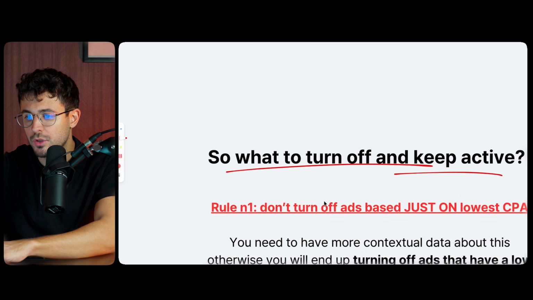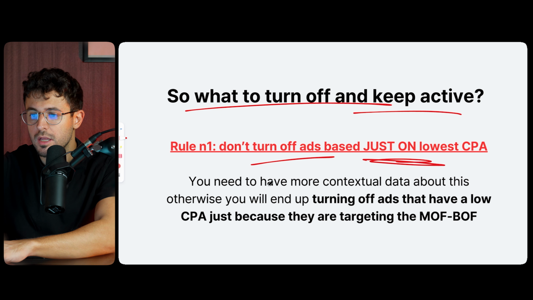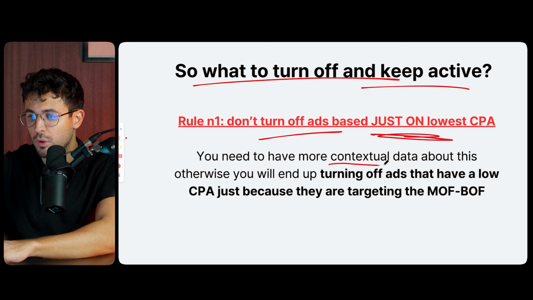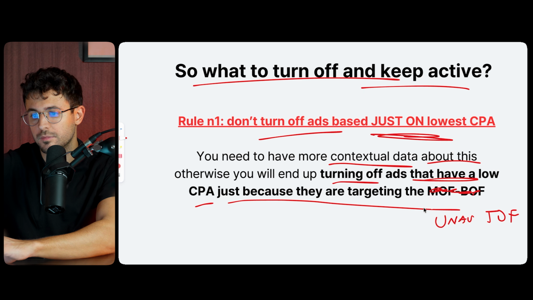The rule number 1 is that you don't turn off ads based just on the lowest CPA. You need to have more contextual data about this, otherwise you will end up turning off ads that have a low CPA just because you're targeting the unaware, so top of funnel, okay?